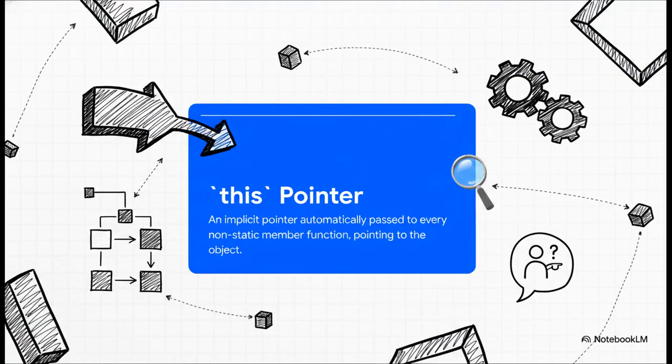Well, you can think of the this pointer as a secret argument that the compiler sneaks into all your member functions. It's always pointing to the specific object that's making the call. It's basically answering the question, hey, who called me? It's the key that connects a function to its own data.